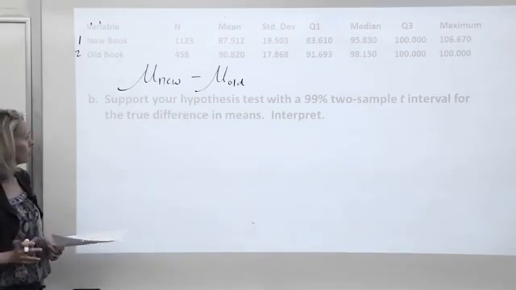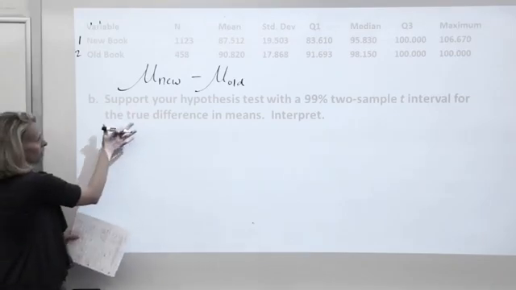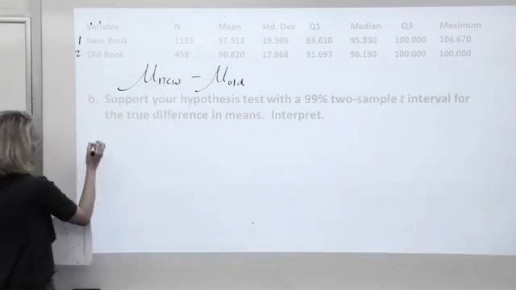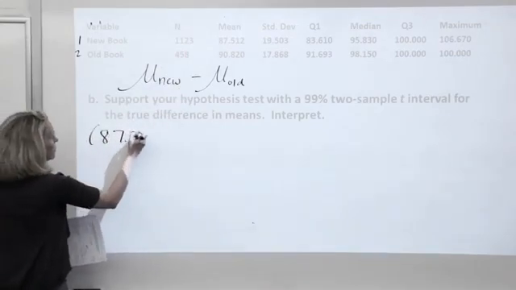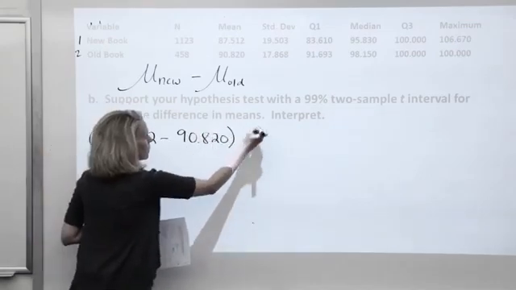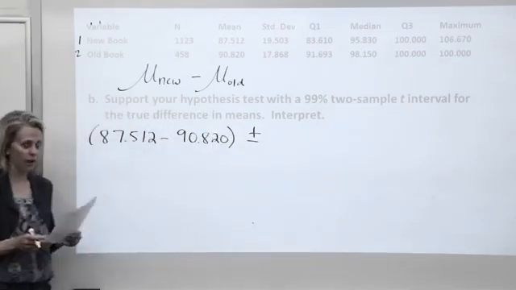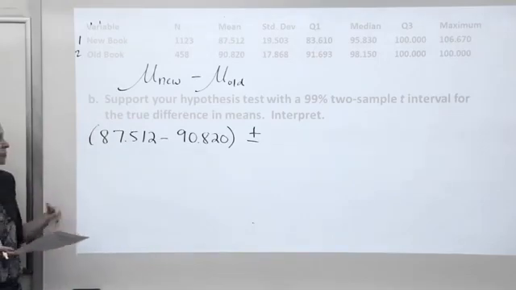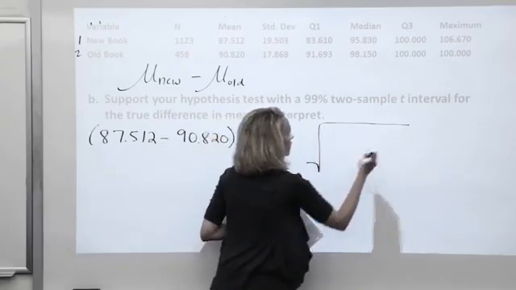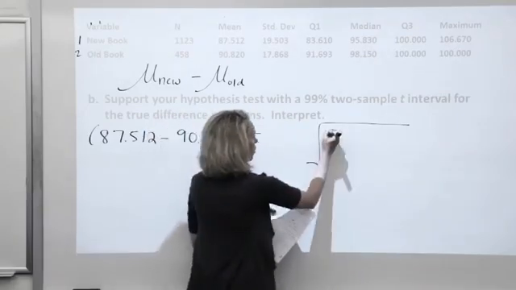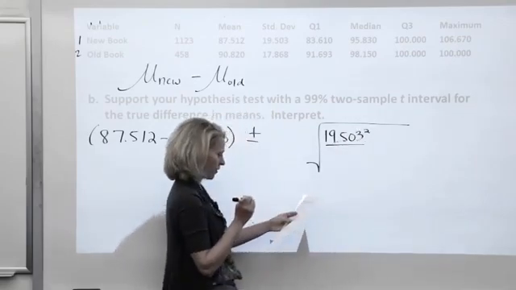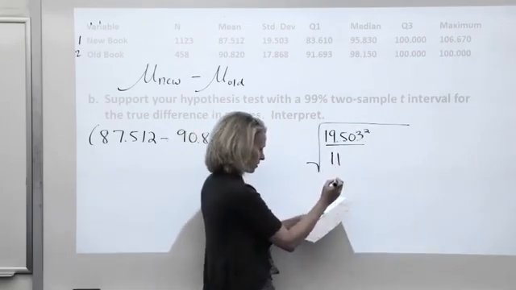Okay, so for our confidence interval, we start by looking at our best guess. Our best guess is the difference of those sample means, plus and minus the margin of error. The margin of error is going to have first a critical t-score, followed by the standard error, which involves those standard deviations, squared, divided by their respective sample sizes.